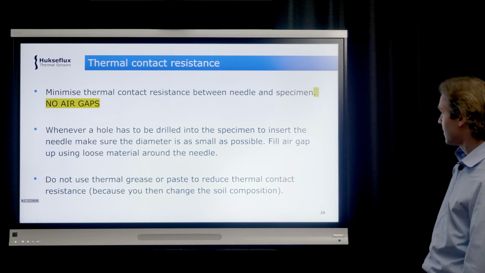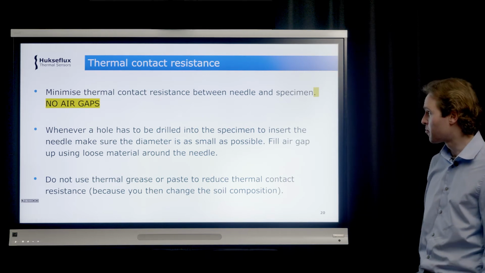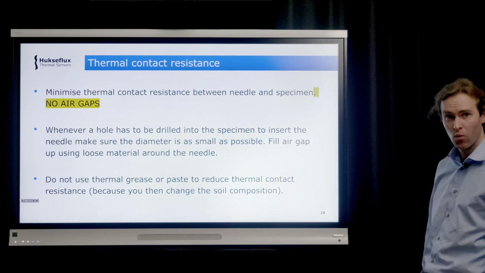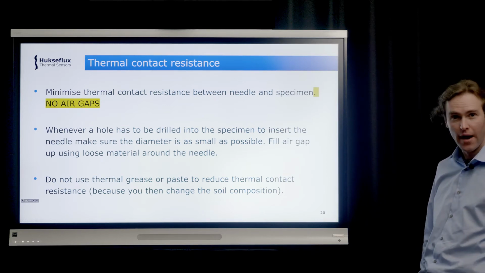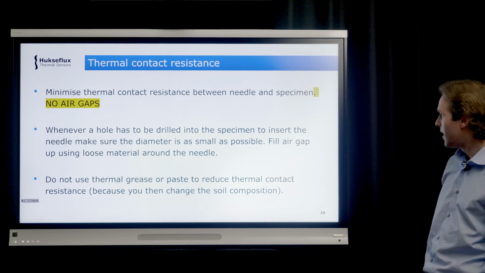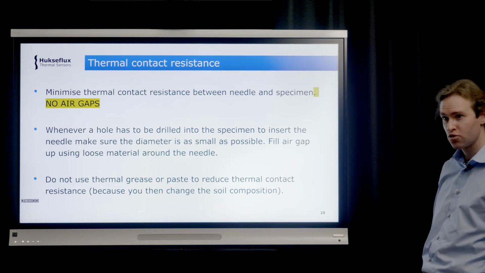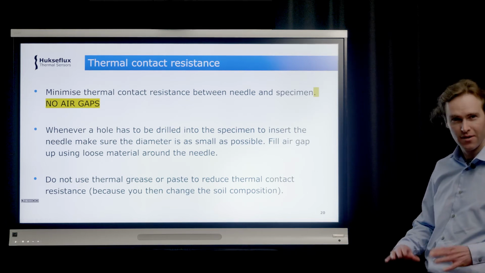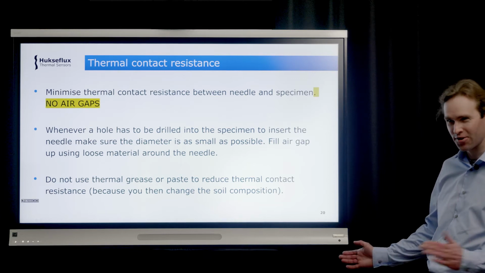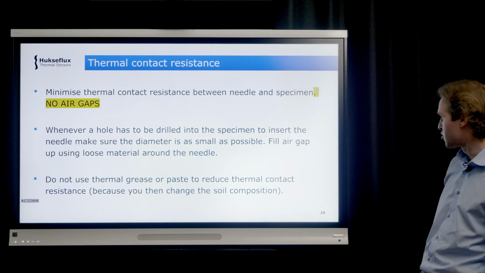Okay. Then the third thing to think about is thermal contact resistance. You want the probe to be in good thermal contact with the material that you're trying to measure. So make sure that there is no air gap between the needle and the material. If you need to drill a hole into the specimen to insert the probe, then use some drilling leftovers to fill up the hole again. Make sure the diameter is small.